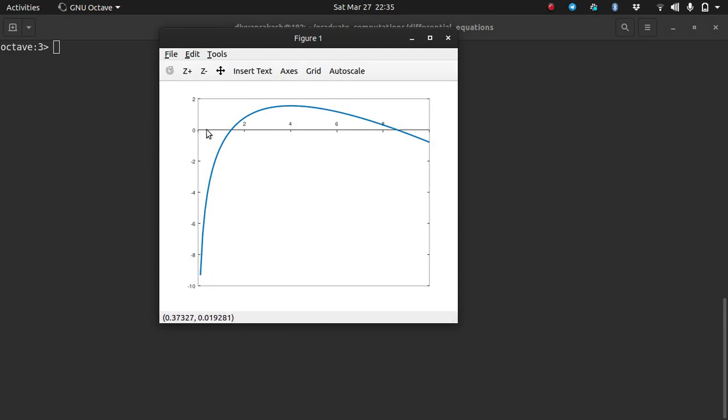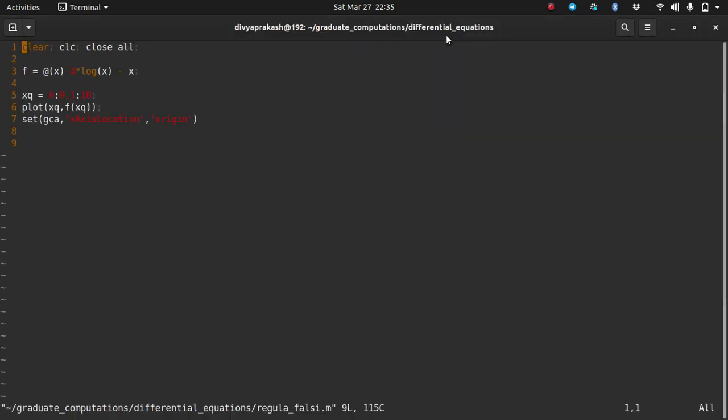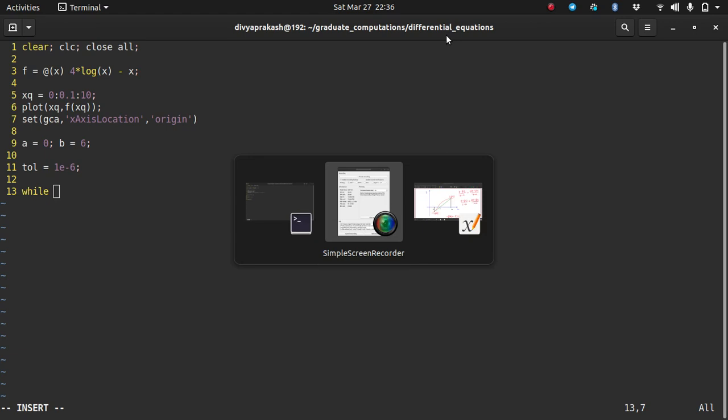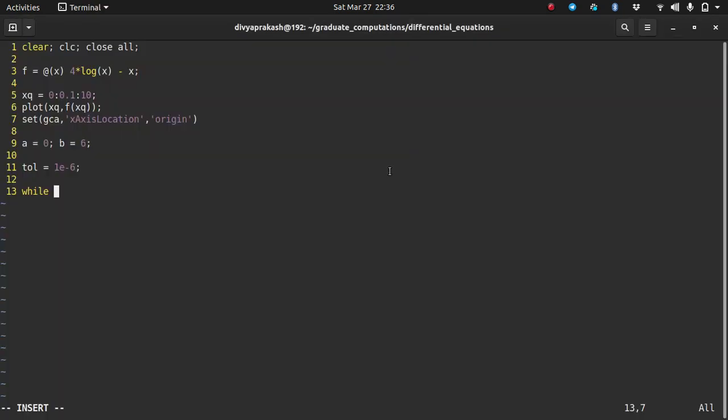The first root would lie between the interval 0 and 6. So let me give the a and b values as 0 and 6. A equals 0, b equals 6. Now let me define a tolerance, 1e minus 6. So I'll stop the iterations when the absolute value of the function at c is less than my tolerance. That's when the loop stops.